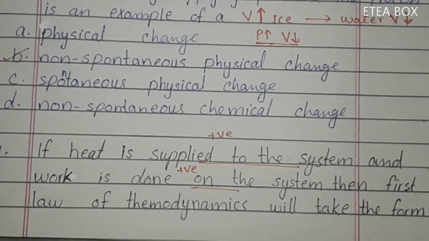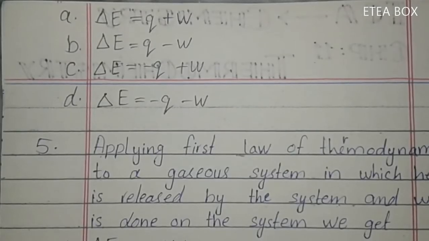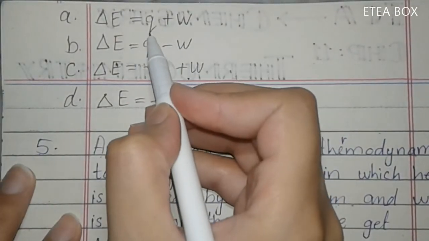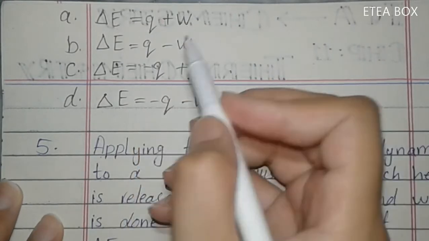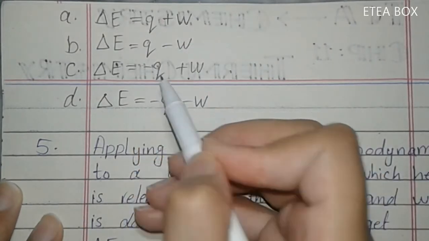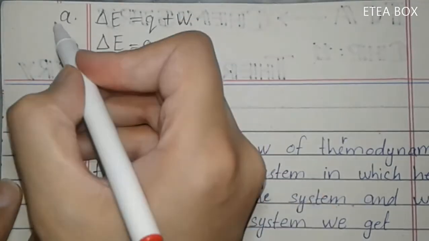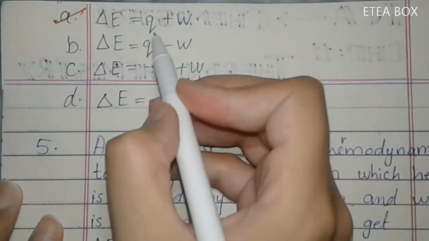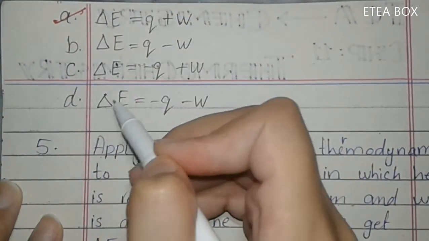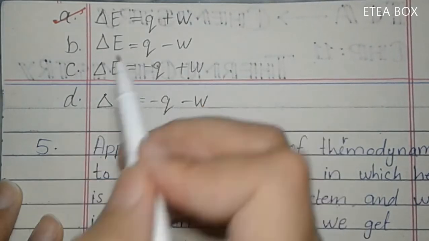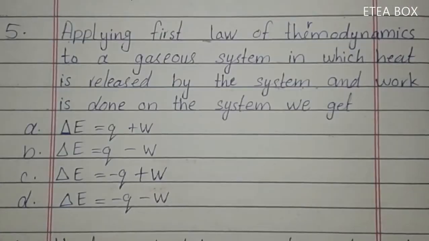Now look at the options. Internal energy change is equal to Q positive and work positive. Here the work is negative, here the heat is negative, and here both are negative. So option A is correct, because heat is supplied to the system, which means it is positive, and work is done on the system, which means work is also positive.